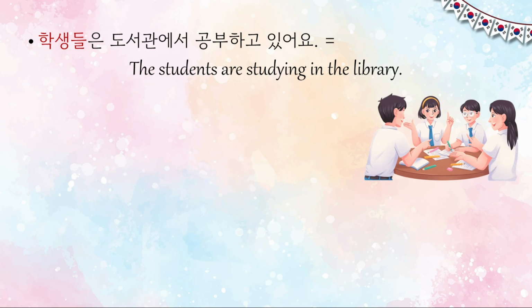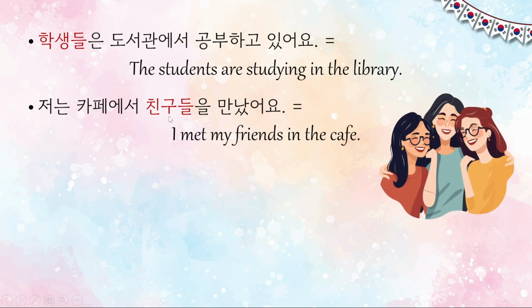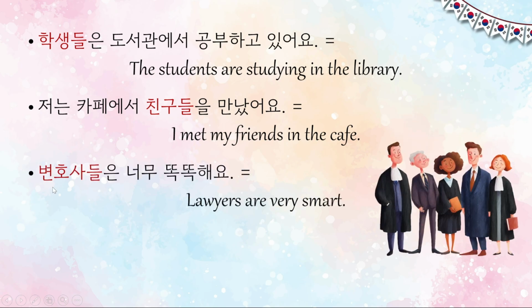Next. 저는 카페에서 친구들을 만났어요. I met my friends in the cafe. I is 저는, cafe is 카페. Friends, 친구들. To meet, 만나다, past tense 만났어요. Now here, friends is the object in the sentence. I is the subject, friends is the object. And therefore we have attached the object particle 을 to 친구들. 친구들을. Simple?